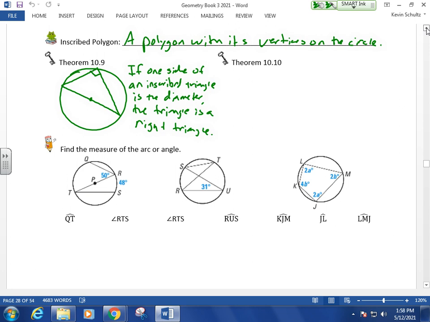Okay. For a quadrilateral inside of a circle, so again, draw. Oof. Who threw me off? Alan? Thank you for that.